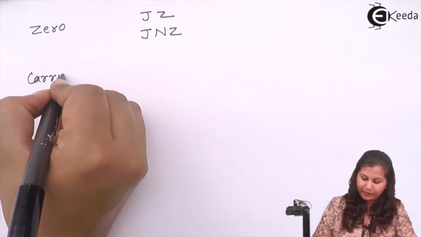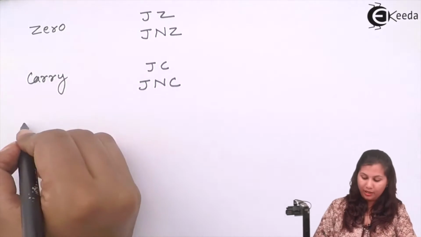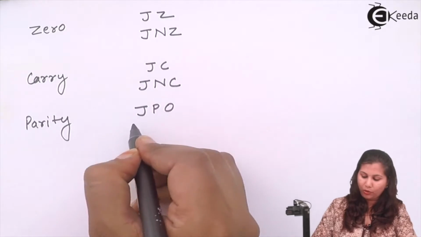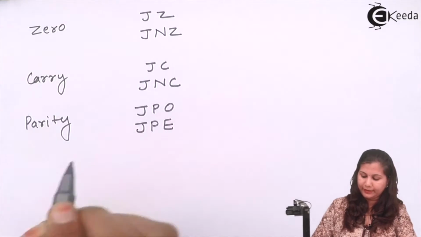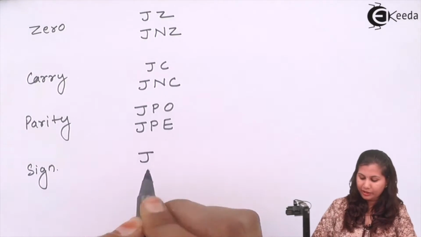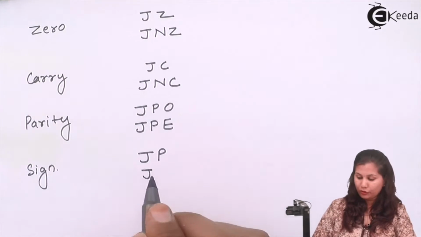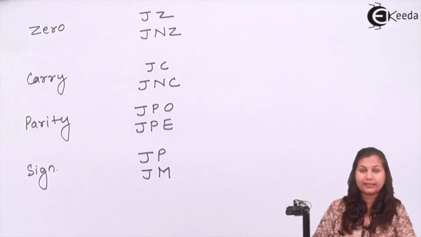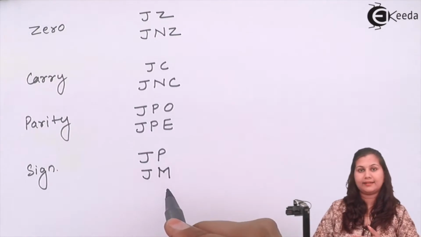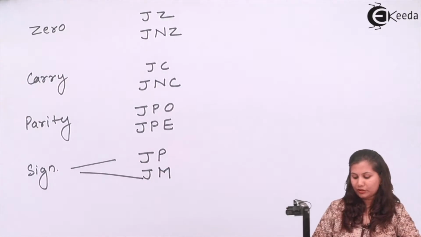Now for the carry flag, we have jump on carry and jump on no carry. For parity, we have jump on parity odd and jump on parity even. For the sign flag, we have jump on positive and jump on negative. So we have here jump on minus. That means if the answer is a positive number or a negative number, then we have the jump instructions for it.